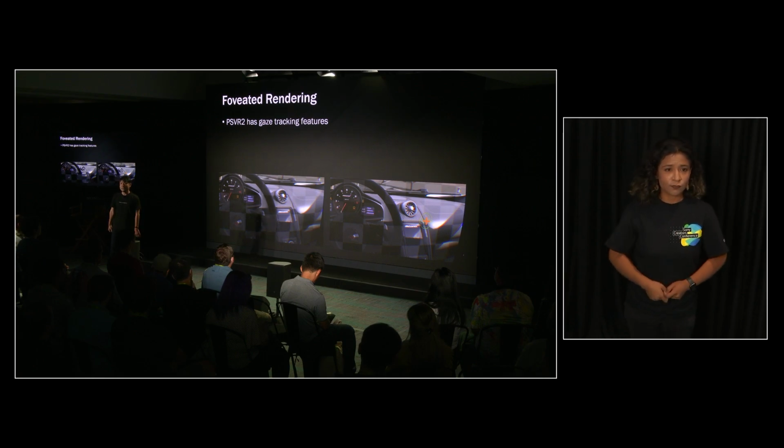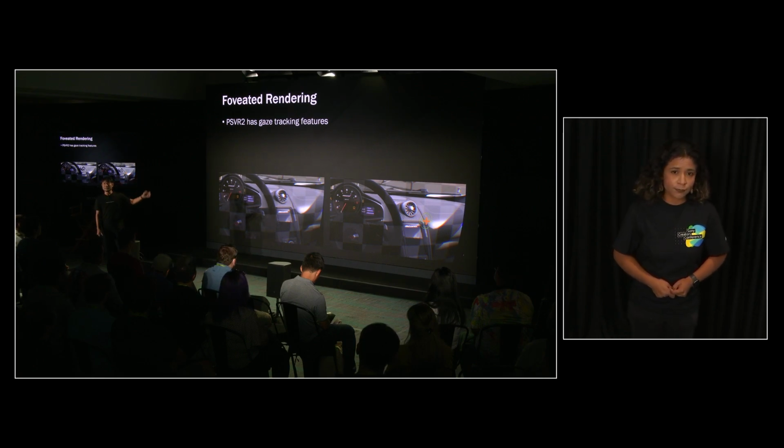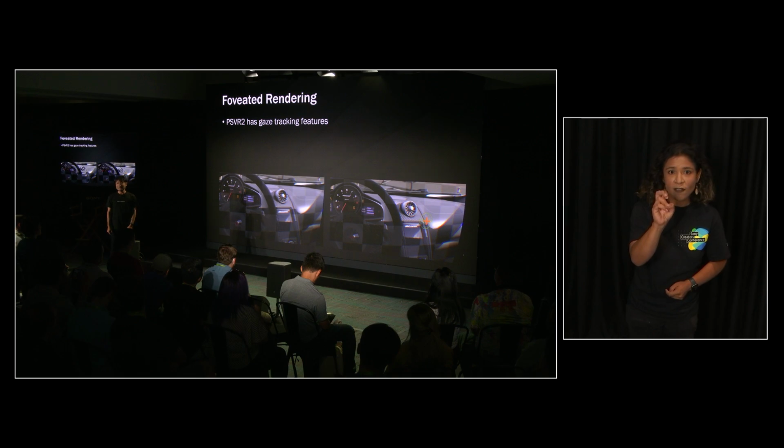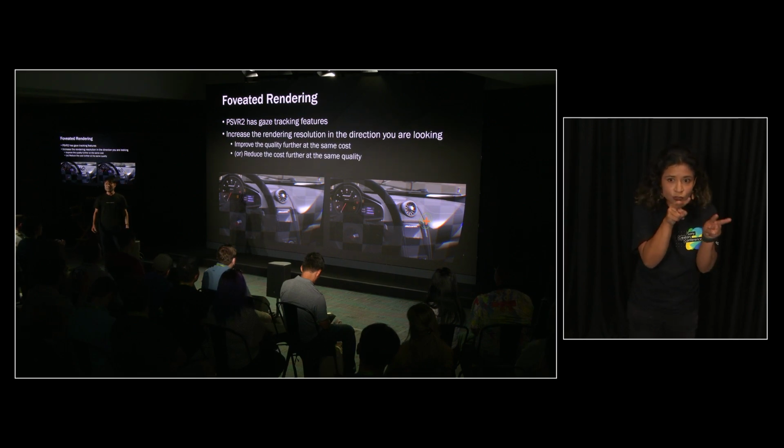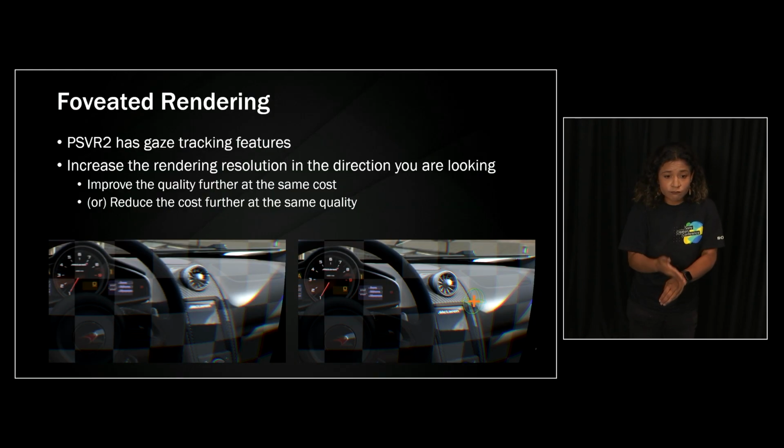In addition, foveated rendering can be performed. PlayStation VR2 has gaze tracking features. This feature can be used to selectively increase the rendering resolution in the user's line of sight. This can further improve rendering quality while maintaining rendering cost. It can also reduce the cost while maintaining the rendering quality.